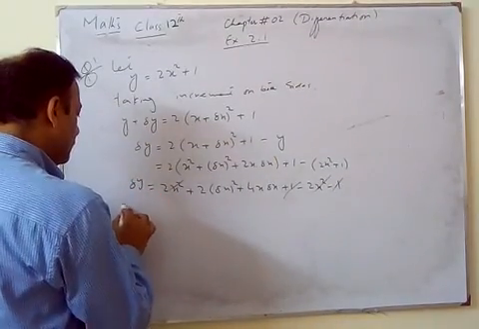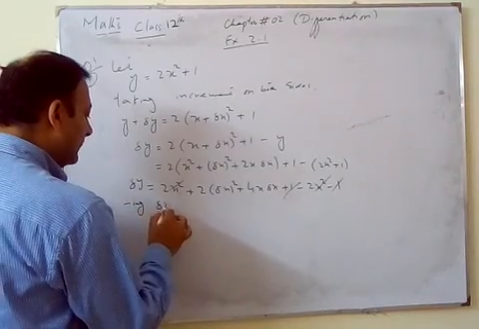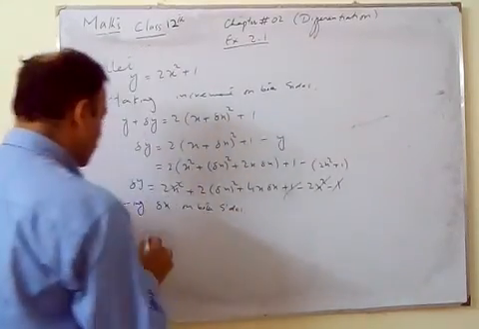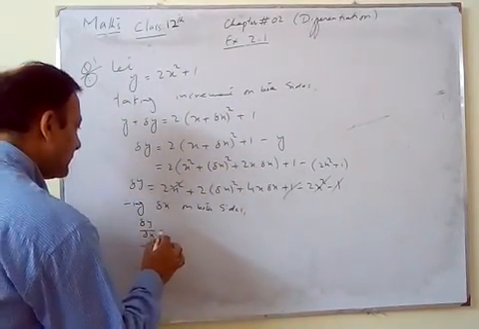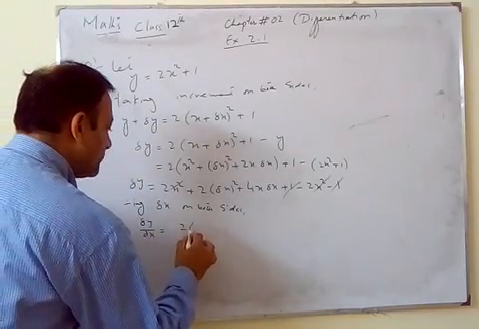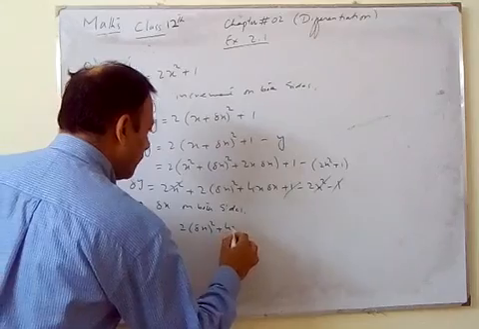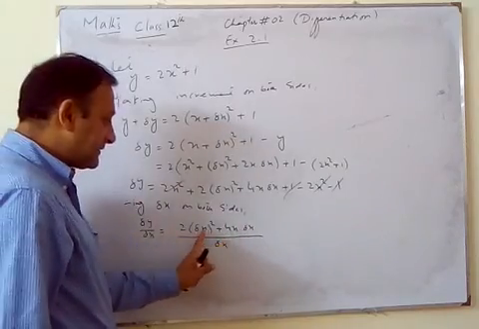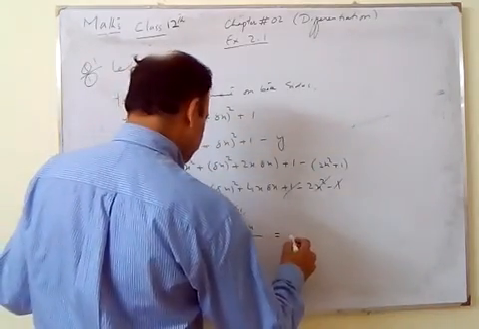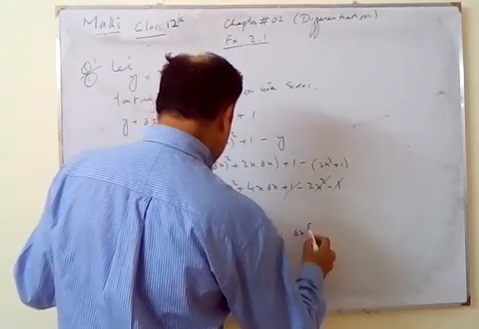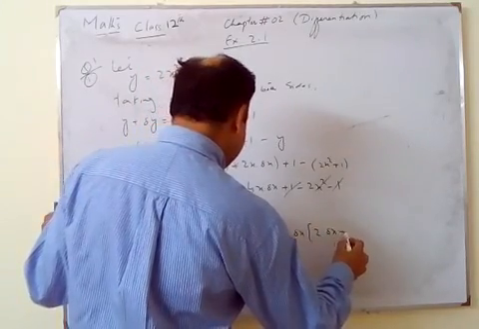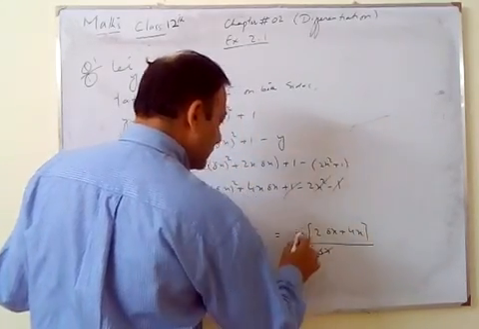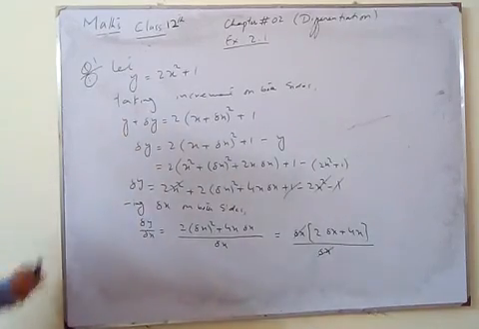This is delta y. Dividing delta x on both sides. So delta y divided by delta x is equal to 2 into delta x whole square plus 4x delta x, whole divided by delta x. Now taking delta x common, we have delta x times 2 into delta x plus 4x, whole divided by delta x, and delta x both are cancelled.